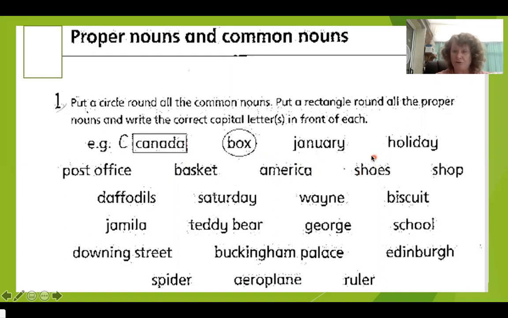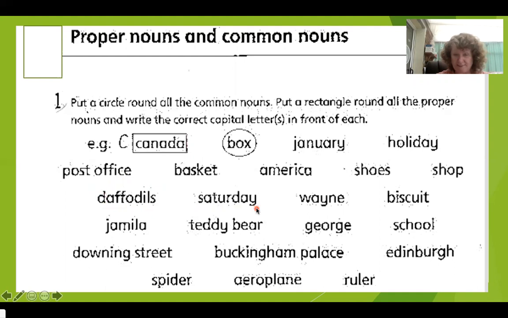Shoes, any shoes? A circle, it's a common noun. Shop, any shop, common noun, put a circle. Daffodils. You're talking about the daffodils. This is a little bit more tricky. You could put a capital D there because it is a particular name of a particular flower. So yeah, put that one in a rectangle.